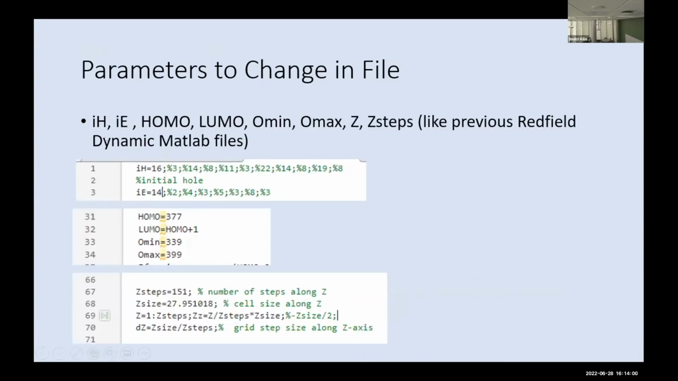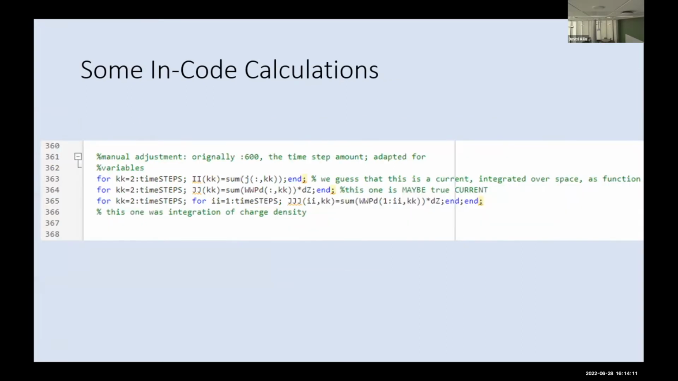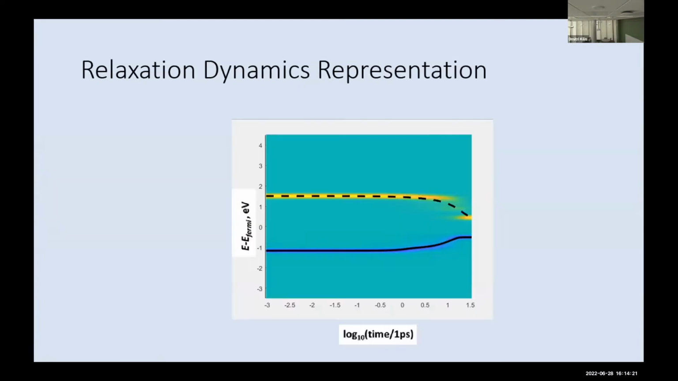Once you do get that going, you have some pretty similar inputs to last week's field dynamic observables: the initial hole, the initial electron, the HOMO and LUMO, then the Z steps. There are also some in-code calculations. I'm still figuring out where everything is in the code, but I think this is where the integration takes place. Once you do that, we get a similar graph to last week. We get a relaxation.